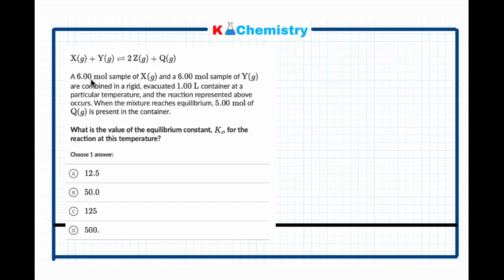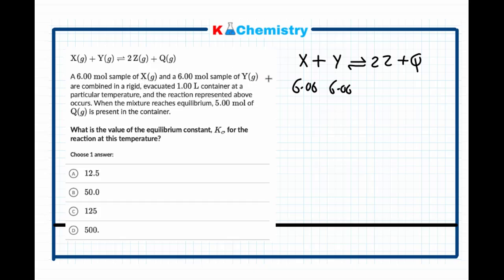This question: a 6 mole sample of X and a 6 mole sample of Y are combined in a rigid evacuated 1 liter container at a particular temperature. Every time I have 1 liter here, it makes things very easy because the concentration is equal to the number of moles divided by the volume, which is 1, so it's equal to the number of moles already. So X reacts with Y to form 2 moles of Z and 1 mole of Q, and I have started with 6 moles sample of X and 6 moles sample of Y. He didn't tell me that I started with anything of Z or Q.